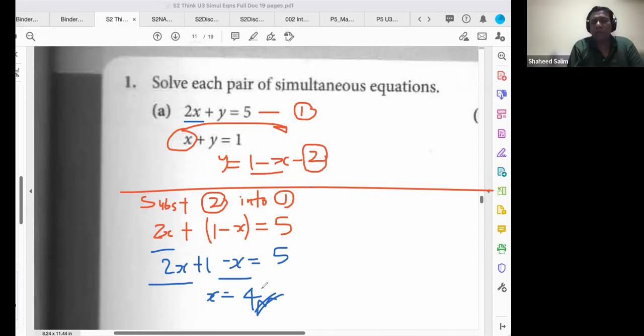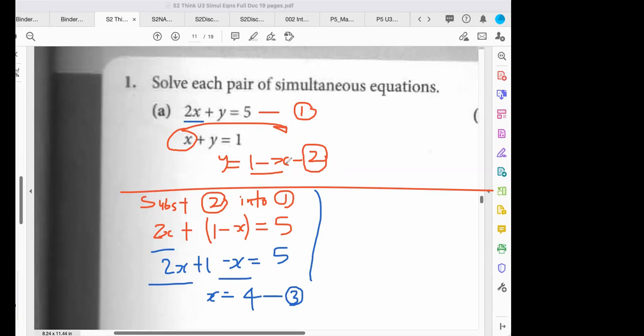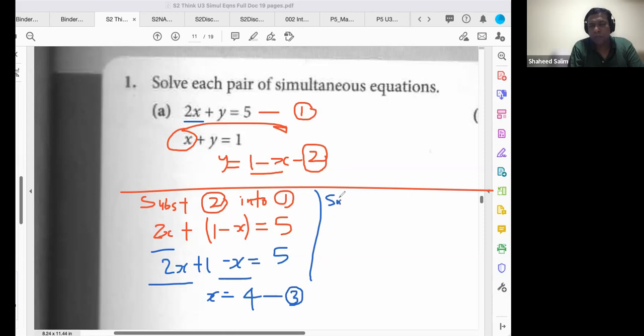So you can call this x equals 4 equation 3. So now what are you going to do? You can put it down here, whichever you want. You want to put this value of 4 for x inside here? You can. So now you substitute, same thing, short form SUBST, 3 into 2.